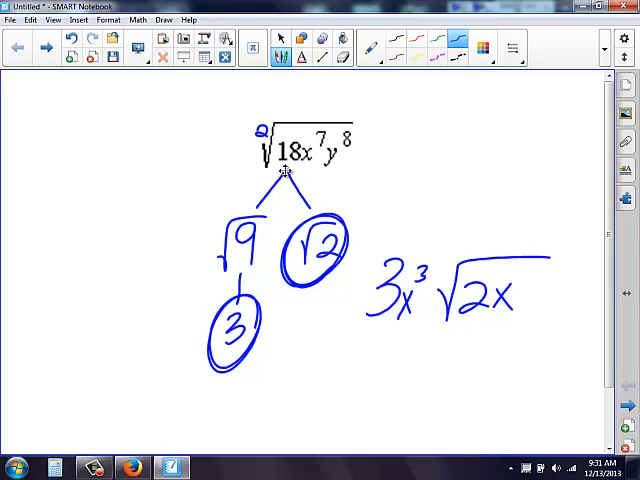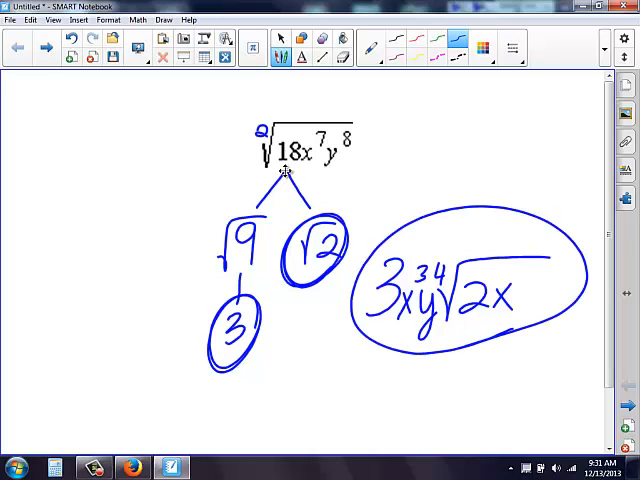Now I'm looking at my y. How many 2's go into 8? There are 4 2's that go into 8, so I'm pulling out y to the 4th. And there was nothing left over, therefore, there's our final answer. We have 3 x to the 3rd, y to the 4th, square roots of 2x.